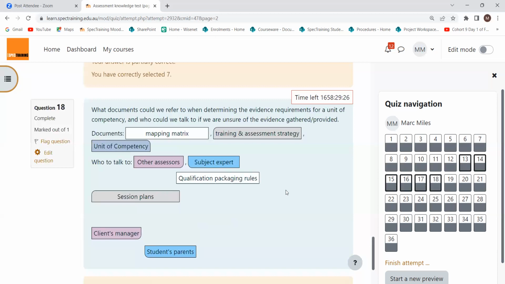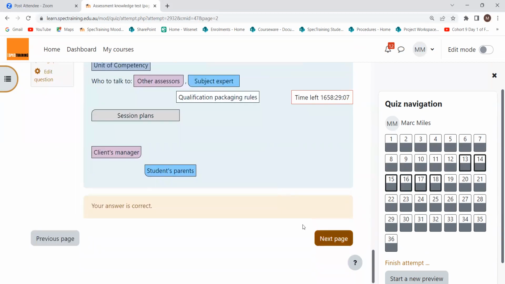So what documents could we refer to when determining the evidence requirements for a unit of competency, and who could we talk to if we were unsure of the evidence gathered provided? Documents: we've got the mapping matrix, training assessment strategy, and unit of competency. Who would you talk to? Other assessors and subject experts.